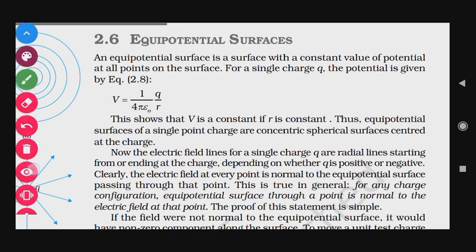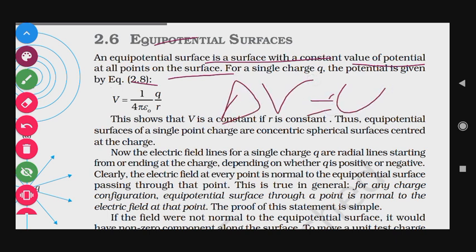An equipotential surface is a surface with a constant value of potential at all points on the surface. As you can see from the term itself, equal potential at all the points in the surface. A surface having equal potential at all its points is called an equipotential surface, or the constant value of potential, or you can say there is no potential difference. And if the potential difference is zero, then the work done in moving a unit positive charge all throughout the surface will be zero.